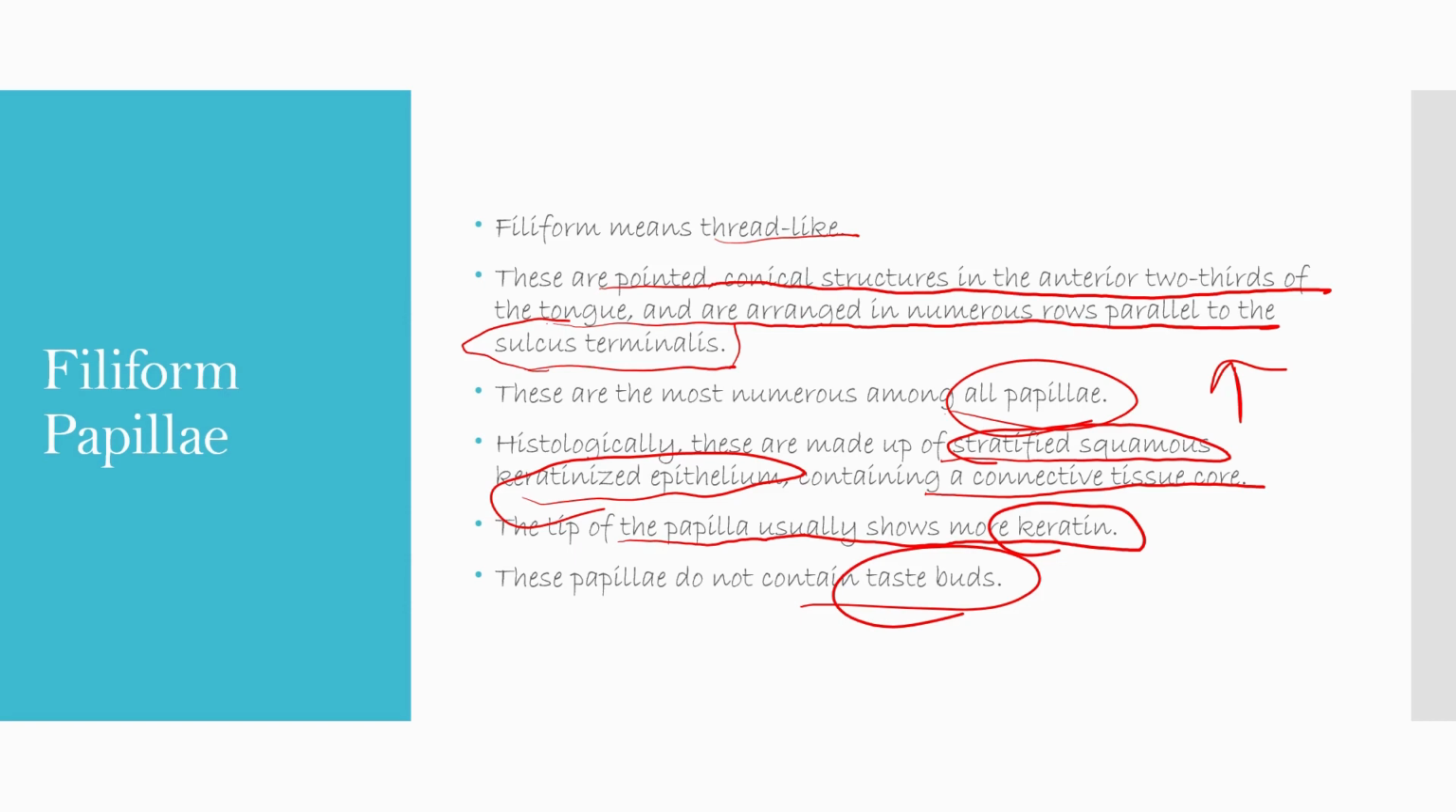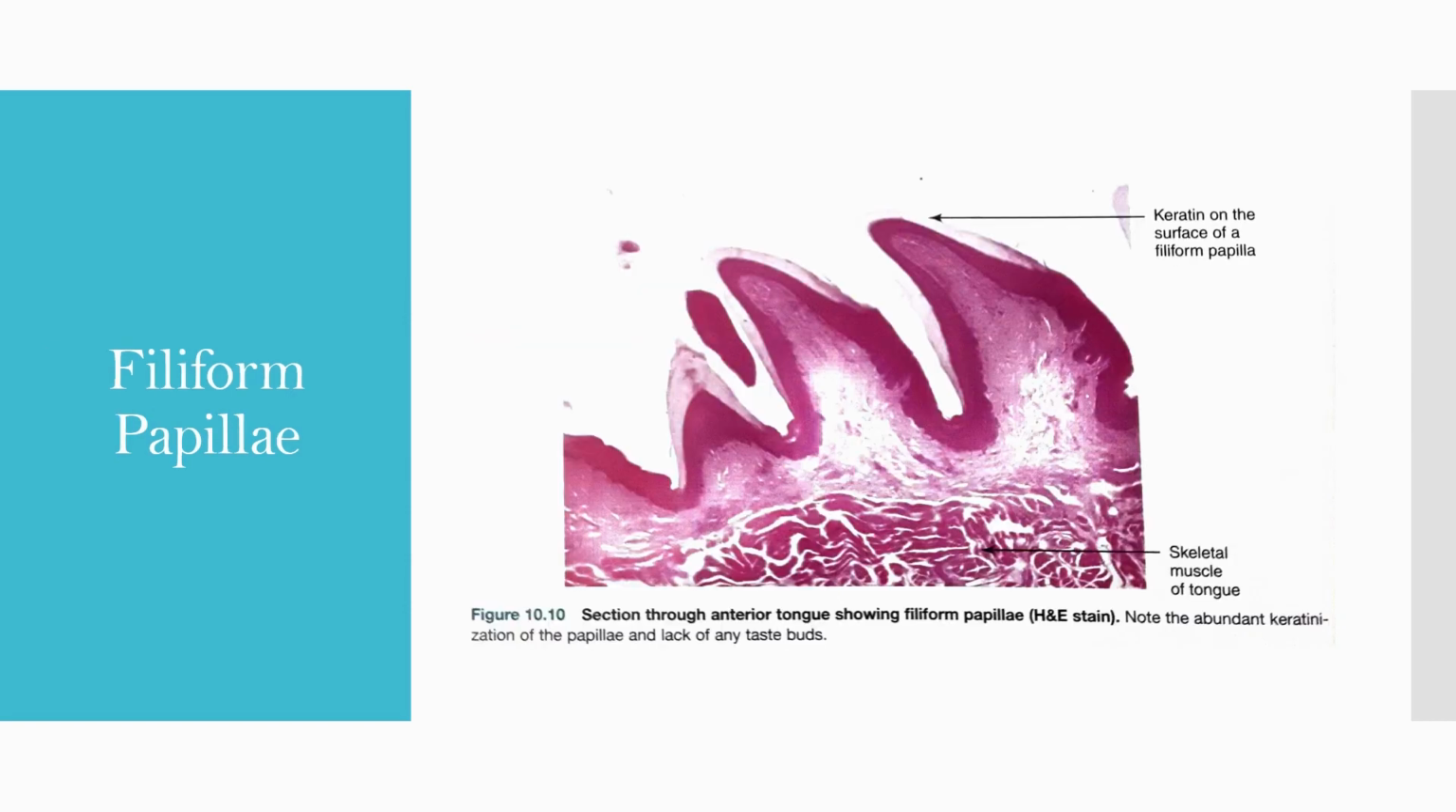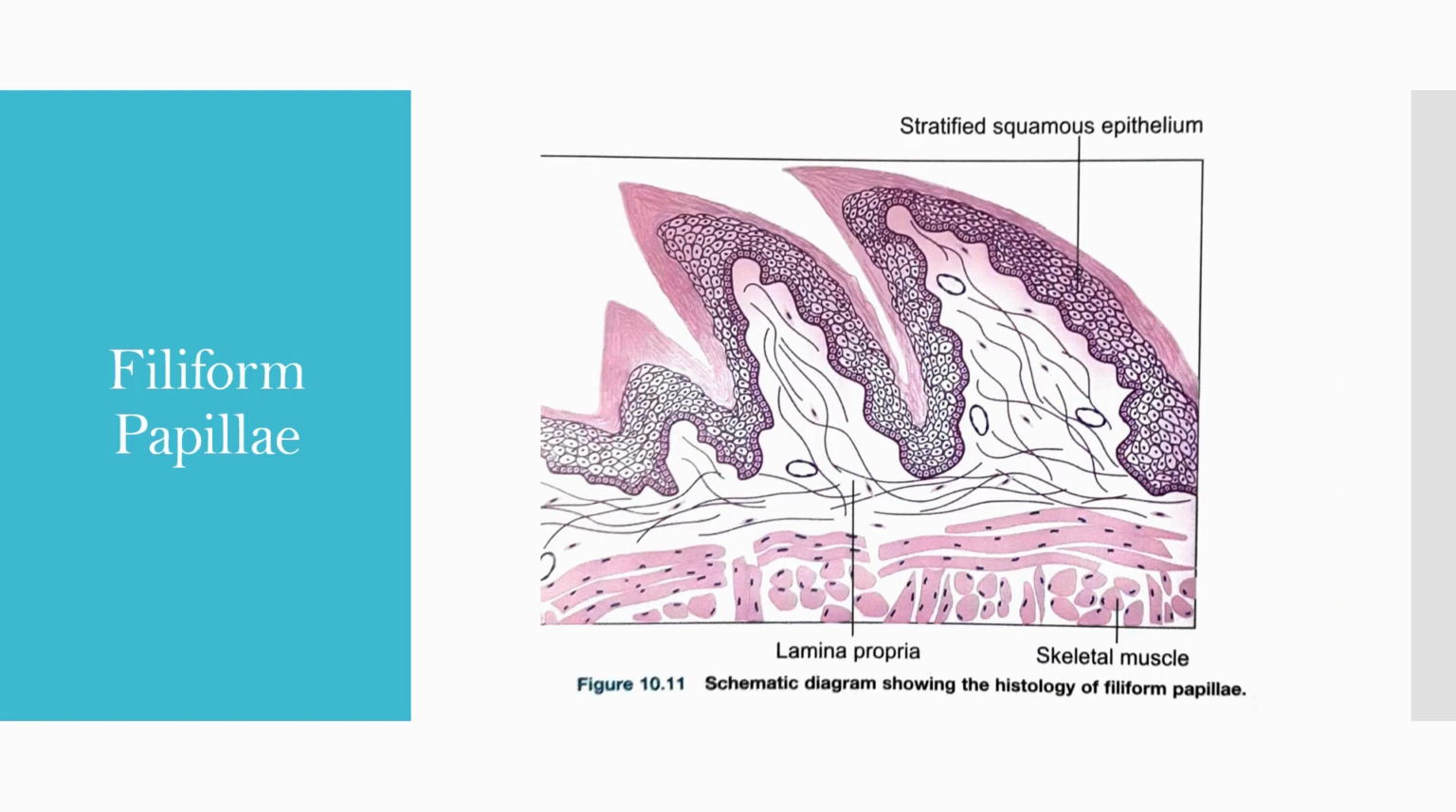See, this is the structure of the filiform: the keratin on the upper part, and this is the skeletal muscle of the tongue. This is a schematic diagram: lamina propria, skeletal muscles of the tongue. This is your keratinized part, keratinized stratified squamous epithelium, and keratinocytes are present here.